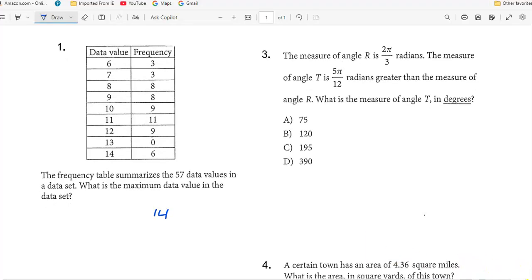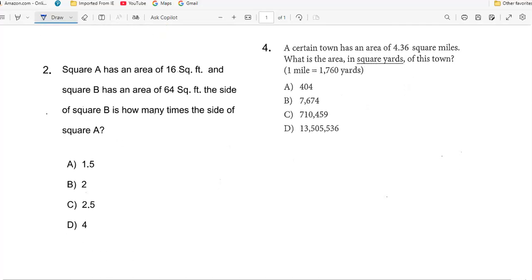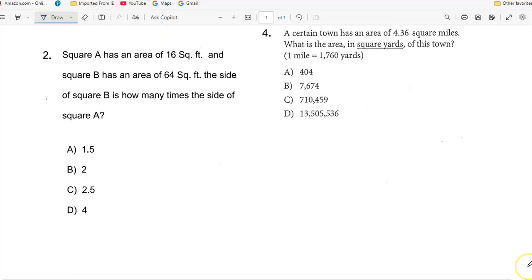Alright, take a look at the second one. Give it a try. Alright, for the second one they said square A has an area of 16 square feet and square B has an area of 64 square feet. The side of square B is how many times the side of square A?